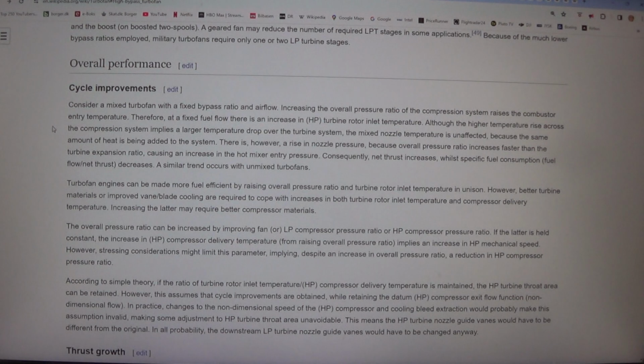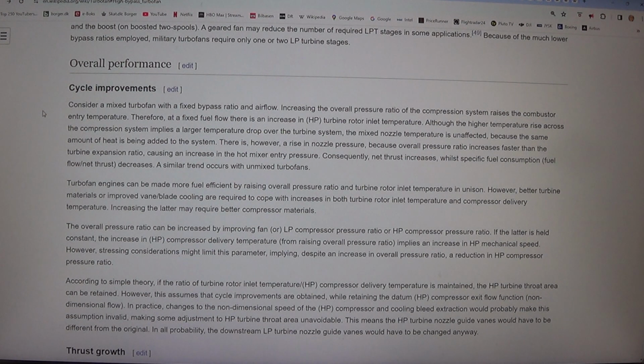Overall performance. Cycle improvements. Consider a mixed turbofan with a fixed bypass ratio and airflow. Increasing the overall pressure ratio of the compression system raises the combustor entry temperature. Therefore, at a fixed fuel flow there is an increase in HP turbine rotor inlet temperature. Although the higher temperature rise across the compression system implies a larger temperature drop over the turbine system, the mixed nozzle temperature is unaffected, because the same amount of heat is being added to the system.